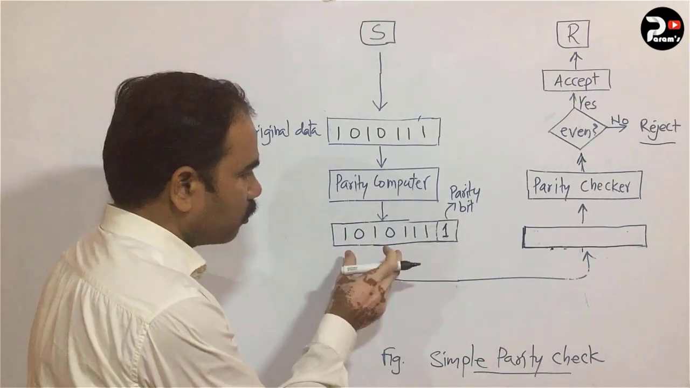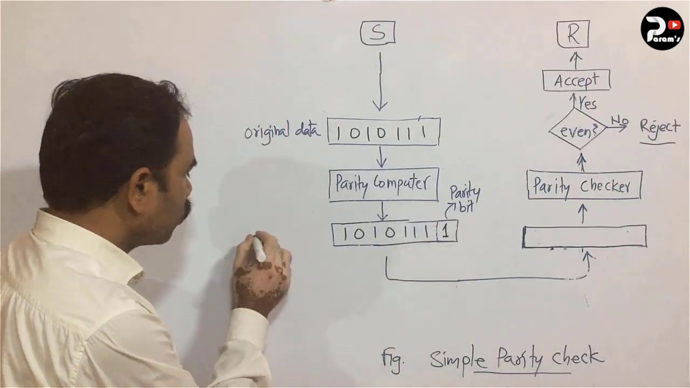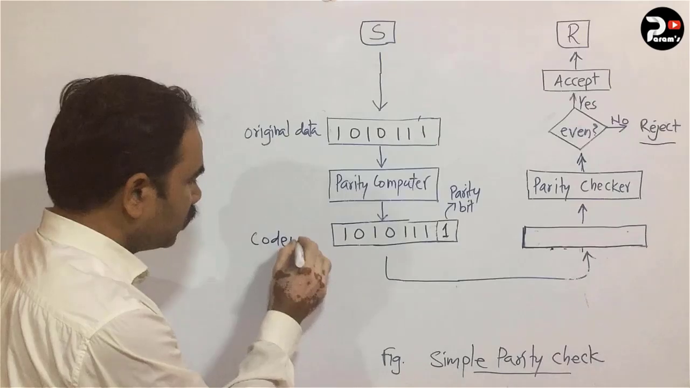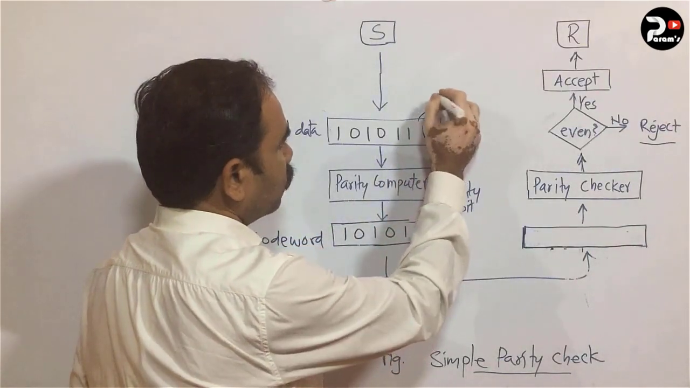This data unit, that is the original data with a parity bit, is called a code word. It is called a code word, and the original data to be sent is called a data word.